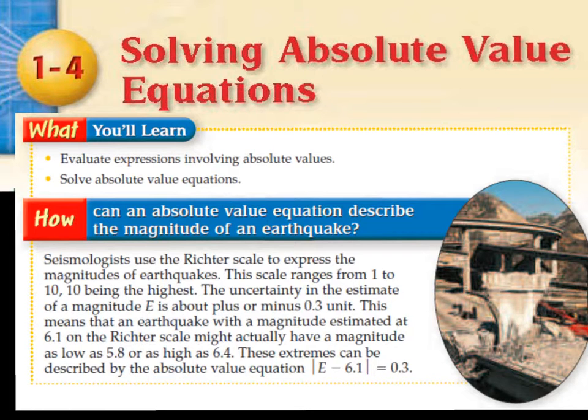The uncertainty in the estimate of the magnitude E is about plus or minus 3/10 of a unit. This means that an earthquake with a magnitude estimated at 6.1 on the Richter scale might actually have a magnitude as low as 5.8 or as high as 6.4. These extremes can be described by the absolute value equation: the absolute value of E minus 6.1 equals 0.3.